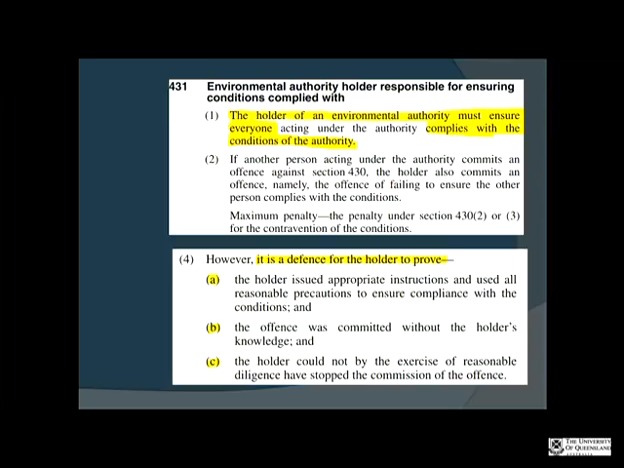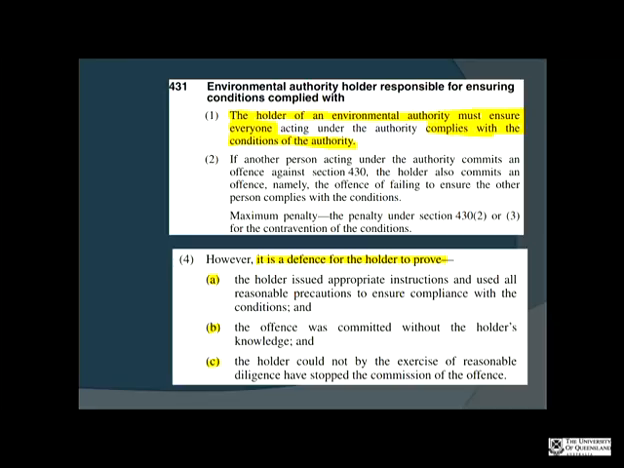So the interesting part becomes when you start asking who is responsible for ensuring these conditions are complied with. The person who holds the environmental authority, the applicant, has to ensure that absolutely everybody acting under that environmental authority complies with the conditions of the authority. So that is every person on site, every person in the coal mine, every person on the building or construction site, whatever the case may be, every person in the factory, they must all comply with the conditions of the authority. And if they fail to do so, then not only will they be liable for prosecution, but each time they prosecute someone else, the holder of the environmental authority is also taken to have committed the same offence.